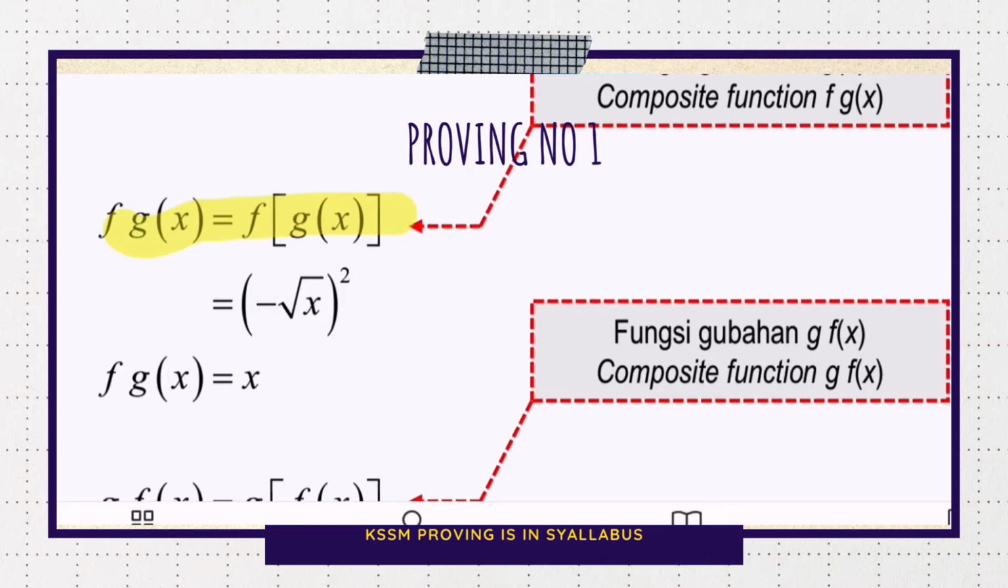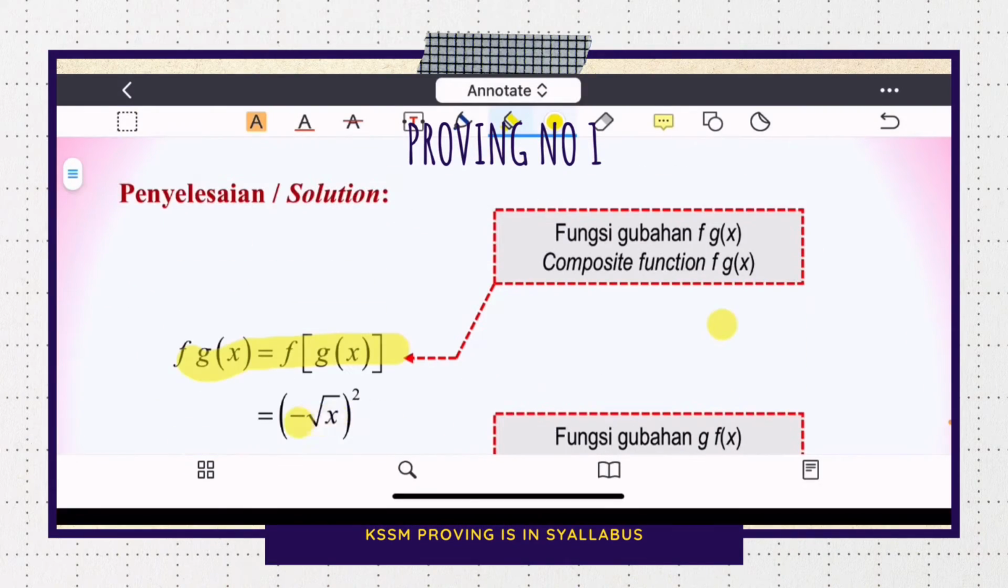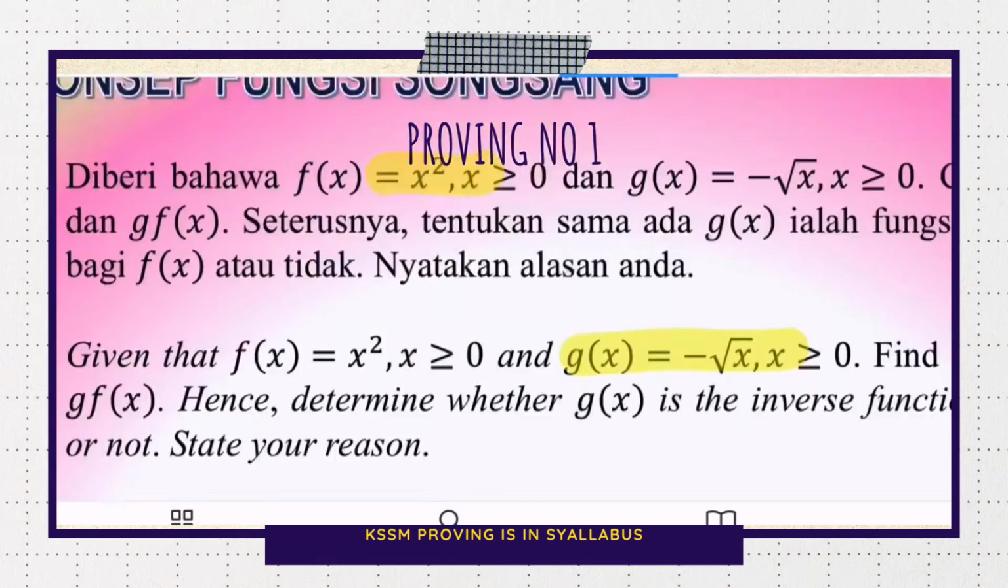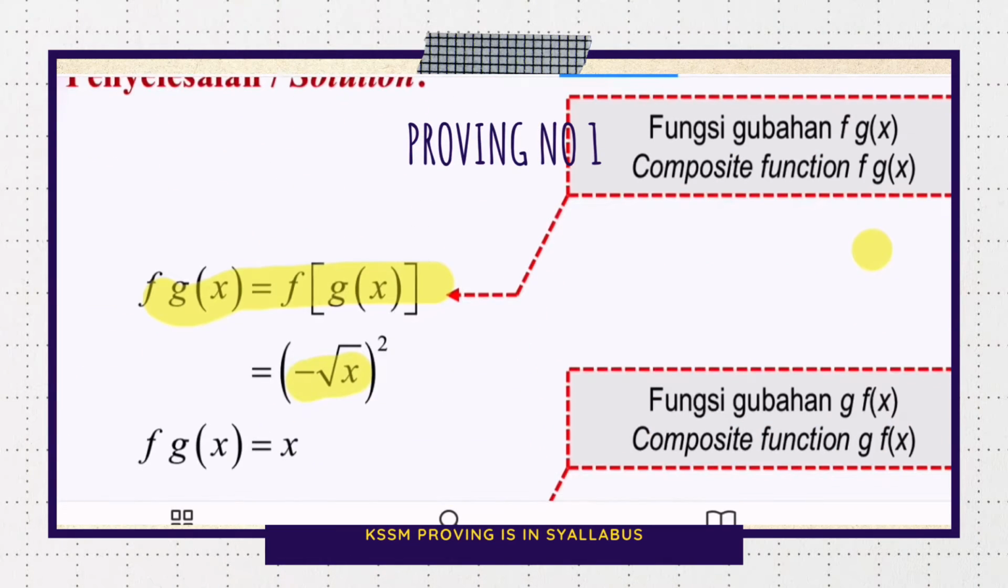First thing we will start with this: fg(x), and then let's go to the function given. g(x) is negative square root x, so we will substitute in. Need to square the whole function of the g(x). And if we simplify negative with square, we get positive, right? Square root x times square root x, you will get x. So that's why you prove that you got fg(x) equal to x, which is the object.